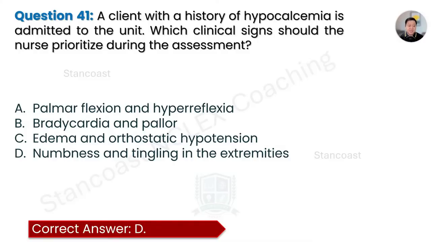Letter B, bradycardia and pallor. These are not typical signs of hypocalcemia, and these may indicate cardiac or perfusion issues unrelated to calcium deficiency. Now, letter C. These are not linked to hypocalcemia, but are more common in fluid balance disorders and cardiovascular issues.